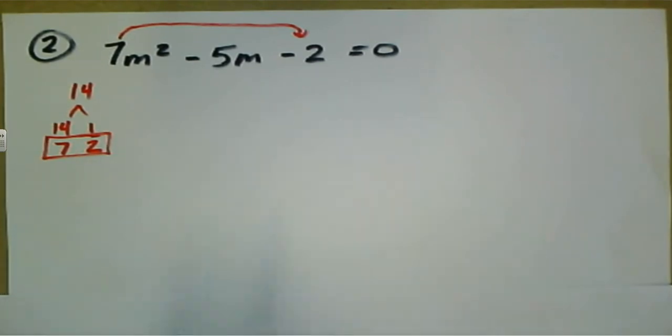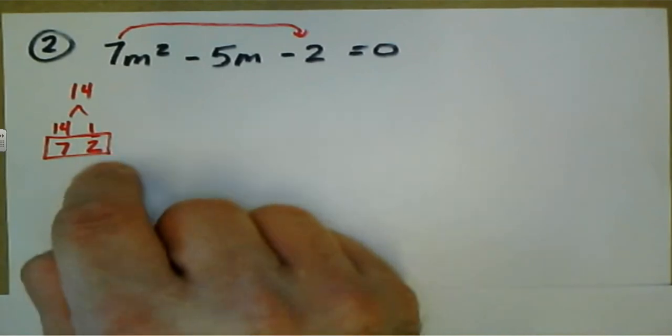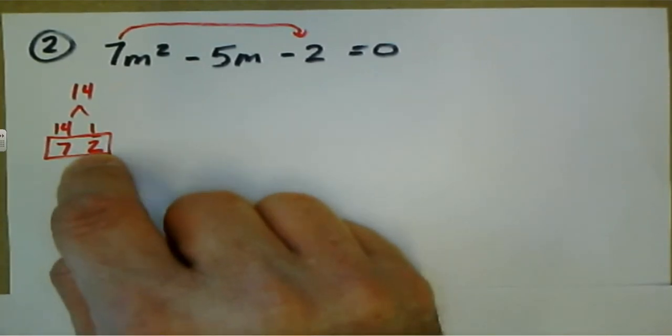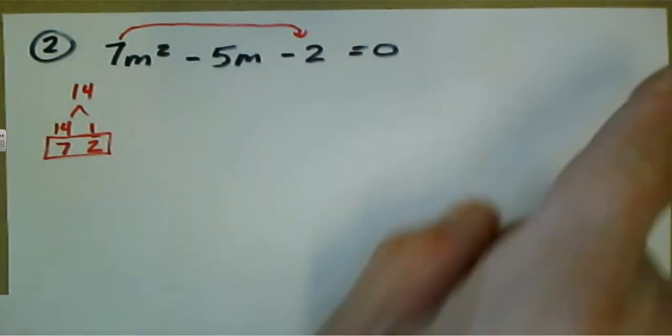Since we're so far behind, I'm not going to make you do the extra work on checking. Basically what you would do, if you wanted to check it, is take the 2 and replace it for the m and solve the whole thing. And if it comes out to be 0, then you've got the right one.